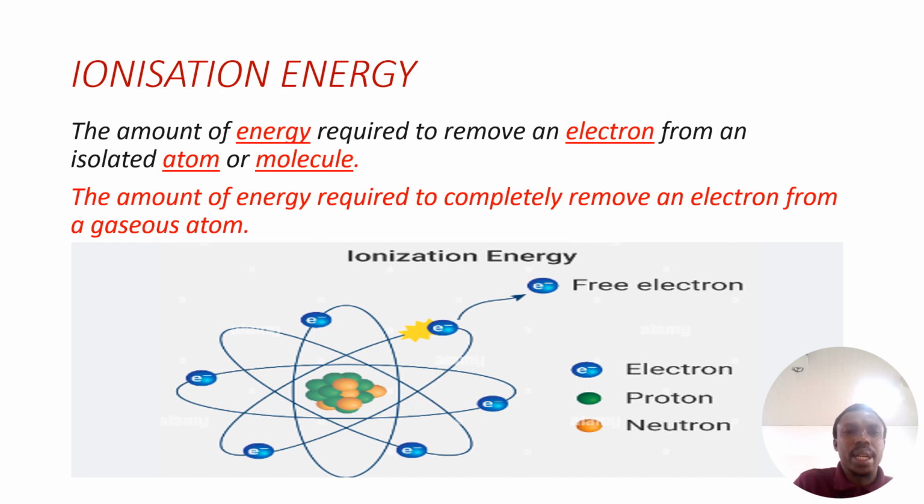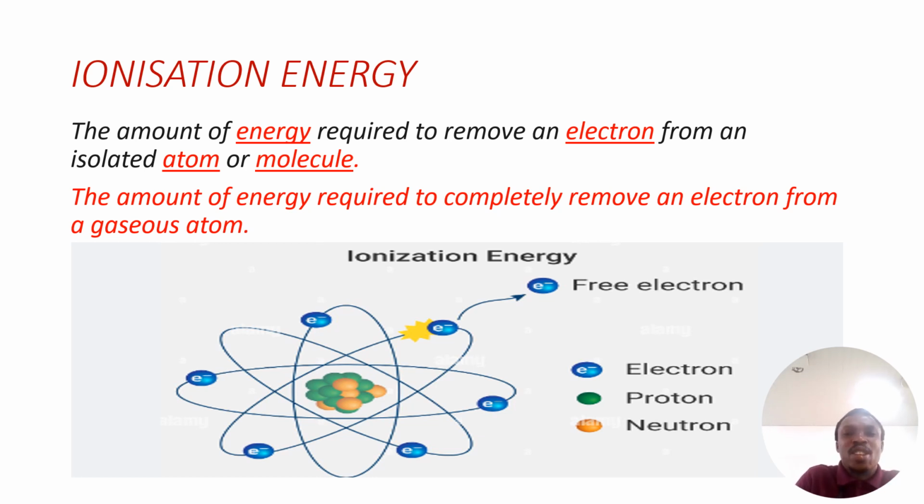What is ionization energy? Ionization energy simply means the amount of energy that is required to completely remove an electron from a gaseous atom. It can also be defined as the amount of energy required to remove an electron from an isolated atom or molecule. Now, to remove an electron from an atom, energy is needed. So you can see that ionization energy is an endothermic process. That means the enthalpy change is positive because energy is needed to remove an electron.